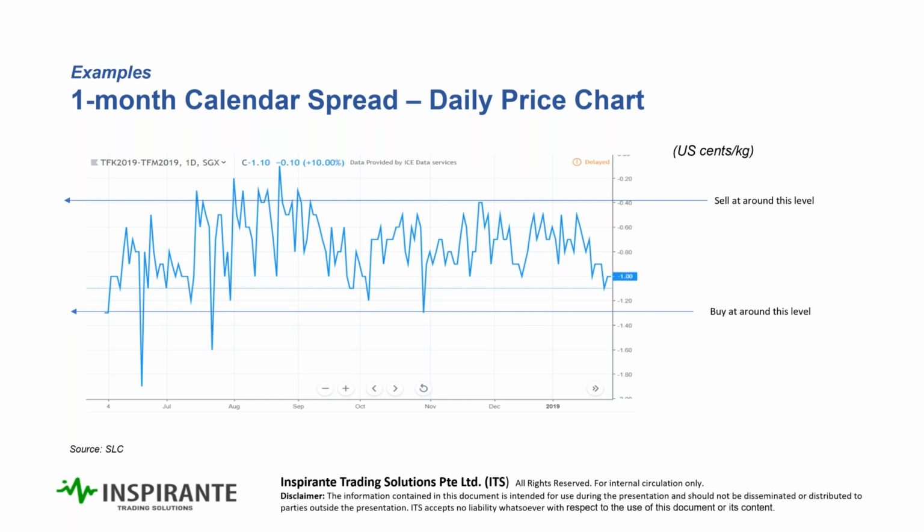So what you need to do is use whatever technical tools you're most comfortable with. But since this is statistical, I recommend Bollinger Bands, for example. Then you can mark off the high and low end of a potential range for this spread, and then decide when you want to actually get in long or get in short, and then hope for the thing to reverse itself. This is the 1-month calendar spread.